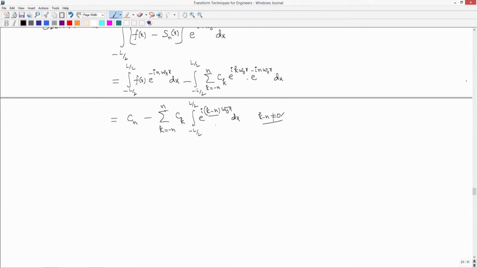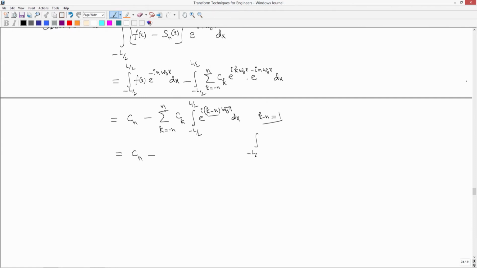So, it is going to be 0. When it is not, it is only when it is equal to 0. So, that is actually C n minus. So, let us choose this is equal to 1. For example, this is always a number. So, let us take as 1.